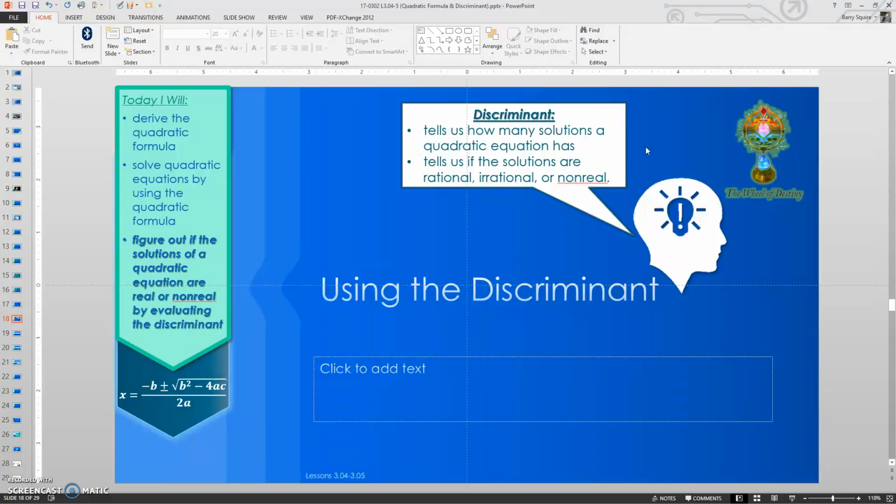So Mr. Definition Head tells us that the discriminant basically has two functions. It tells us how many solutions a quadratic equation has, and it tells us if the solutions are rational, irrational, or non-real. Now, that's a new kind of number for us, a non-real number. They actually have a different name, and I don't want to introduce that name just yet. Okay, I will. That name is called complex.